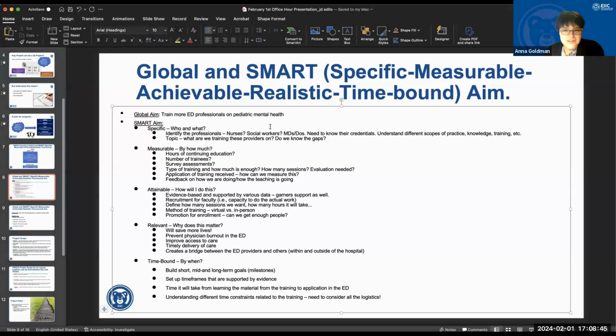Okay, so Jen, what do we think about SMART? Do we now have all the guidance we need? I think so. So let's do this, and it can be a little simpler. We don't have to use every little bit of this, but let's create, based out of our whole bank of options here, a more SMART aim from training more ED professionals on pediatric mental health. So what would make that aim SMART?